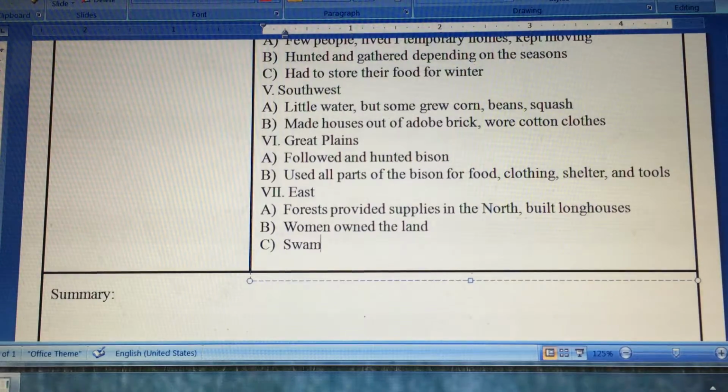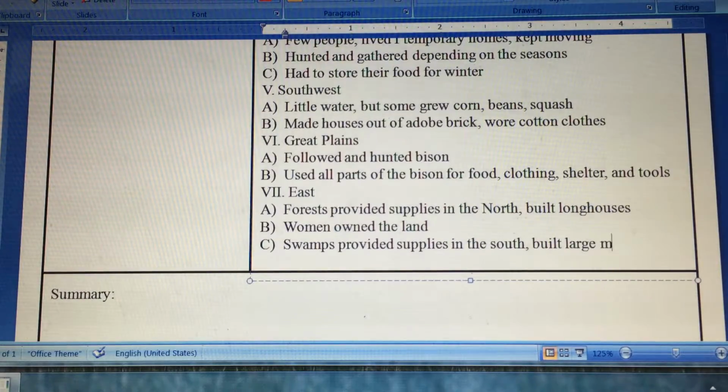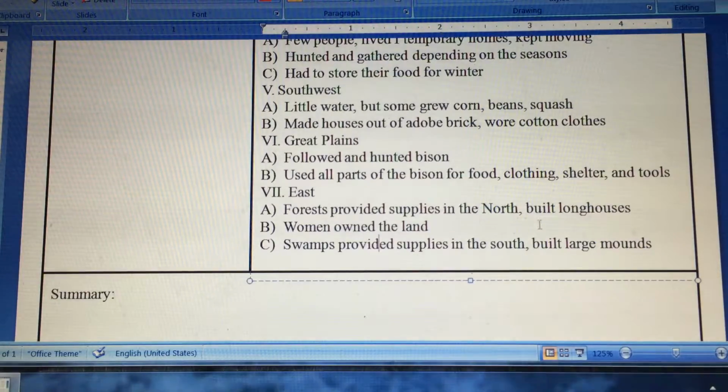And our last point, swamps provided supplies in the south. And what did they build? They built large mounds. Okay, so swamps, lots of water, lots of nutrients to grow lots of different kinds of plants. Corn, squash, beans, all the usual ones that we see other natives growing.